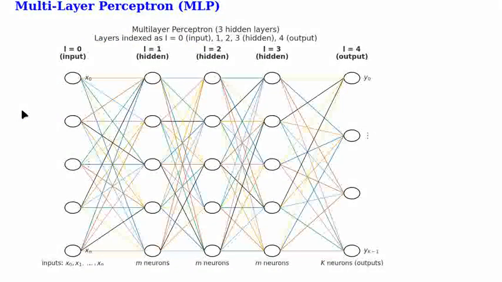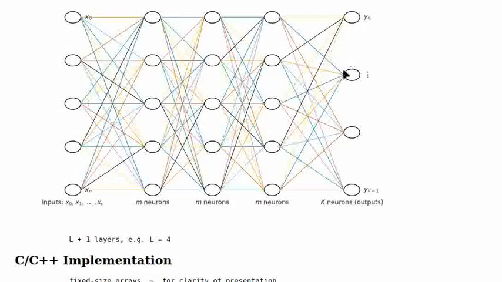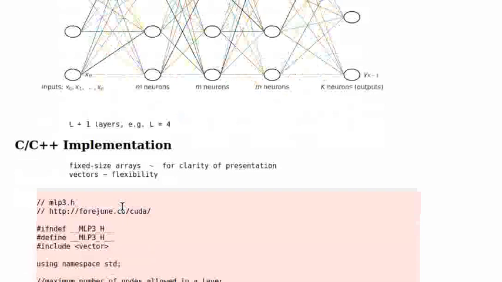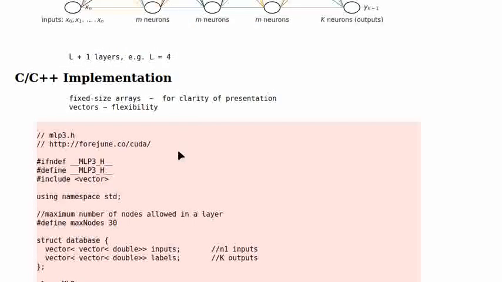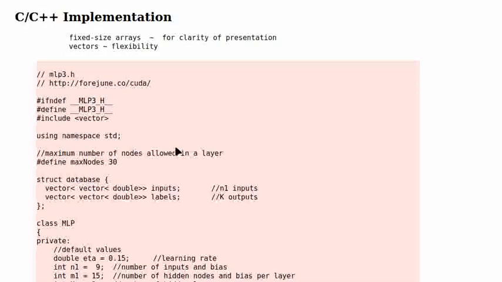This figure shows a multi-layer perceptron. The layers are indexed by L from 0 to capital L. In this example, the network has 3 hidden layers, so capital L equals 4. This is the implementation. We use the same variable names as before.